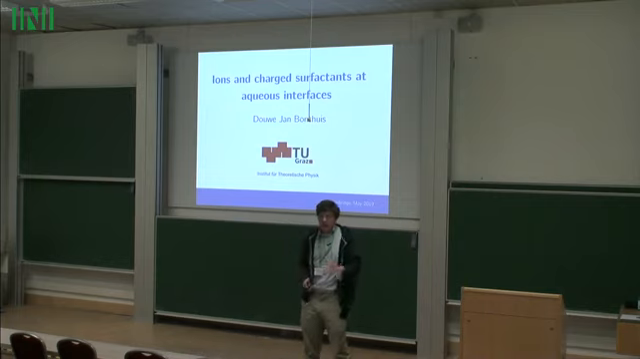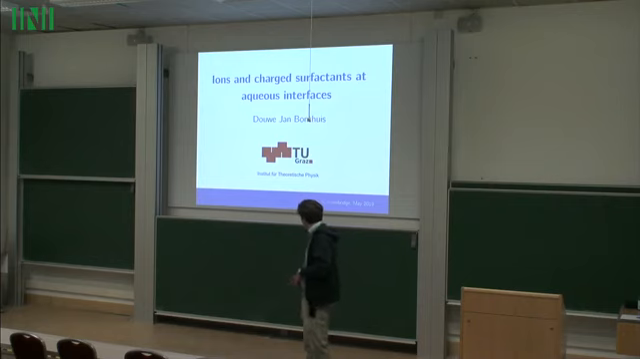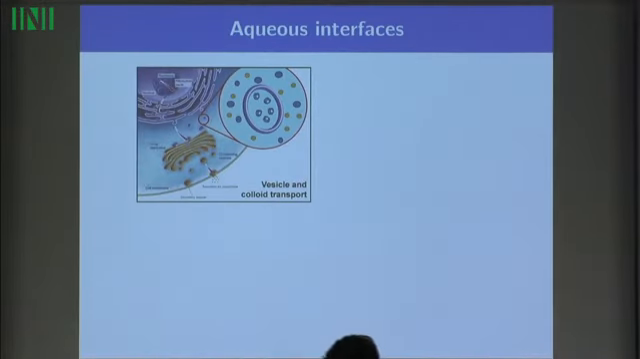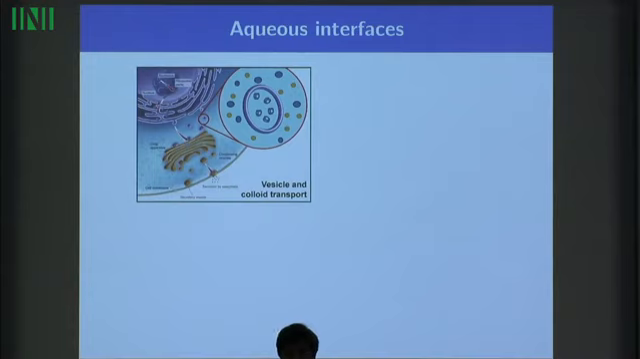So I'll first briefly explain the type of systems that I work on and the type of work that we do. I'm mainly interested in aqueous interfaces. As soon as you have systems in water, you have many interfaces between the water and the colloids or the objects that you put in water. Some of the systems that I work on are vesicle and colloid transport. This is an example of vesicle transport, where we have these vesicles, basically a lipid container, which transport biological molecules and ions and water in this Golgi apparatus.